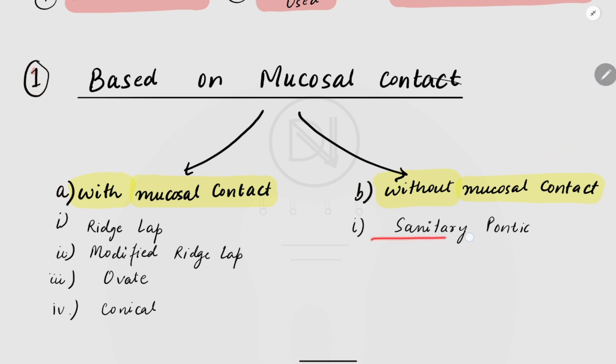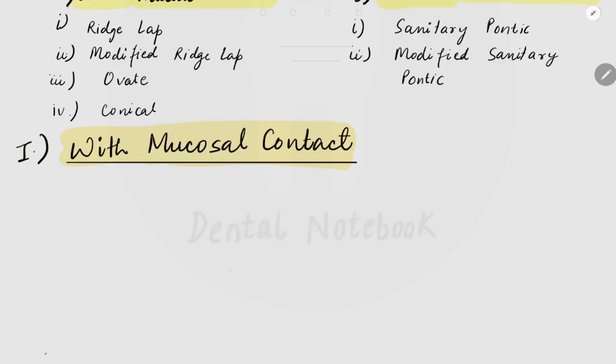The sanitary Pontic, you can also call it a hygiene Pontic. All right. The other one, like there may be some disadvantage in the ridge lap. So here again it has been categorized into another category, that is your modified sanitary Pontics. Just like the ridge lap and modified ridge lap, it has been categorized into the sanitary Pontics and the modified sanitary Pontics. So first we will read about the with mucosal contact Pontics in detail.